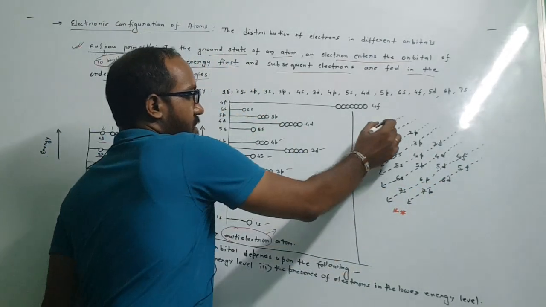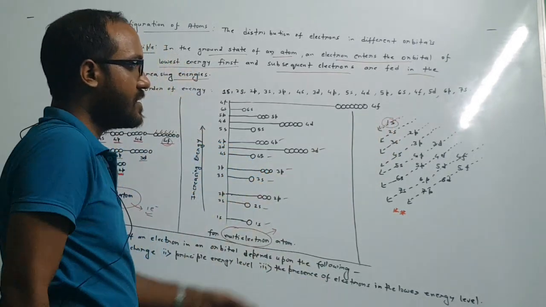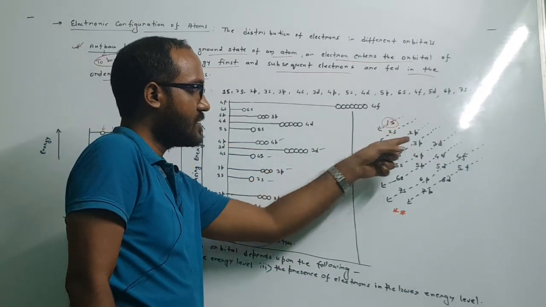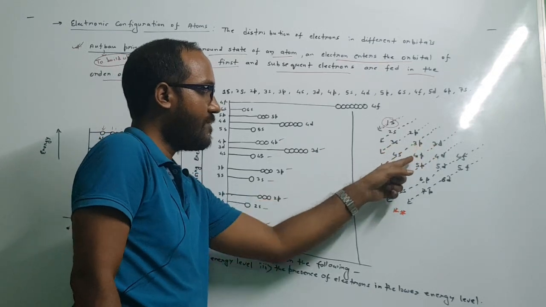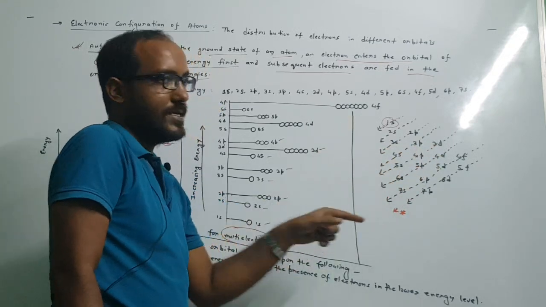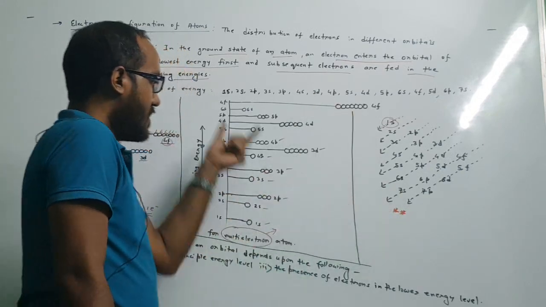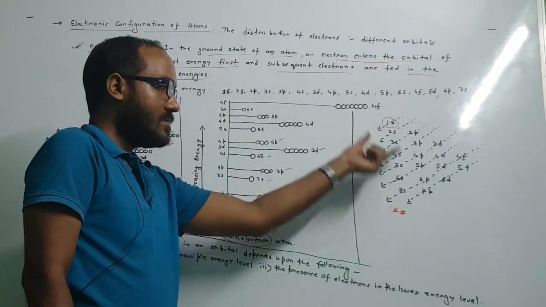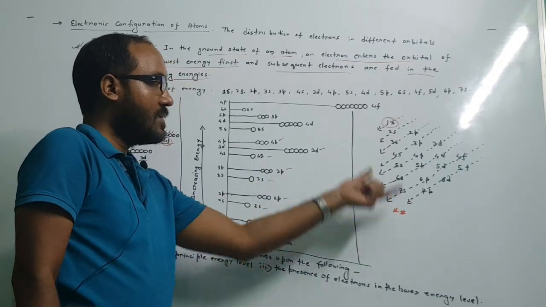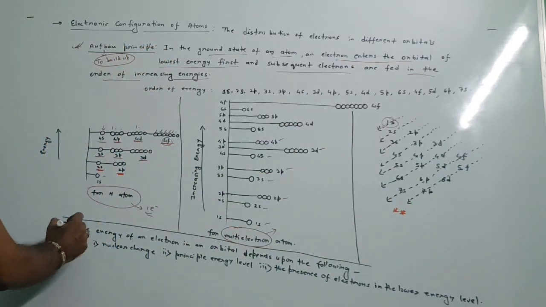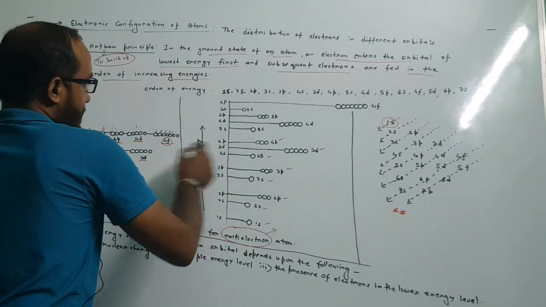So how to write the electronic configuration? First 1s, then 2s, then 2p, 3s, 3p, 4s, 3d, 4p, 5s, 4d, 5p, 6s. Go like this. You have to remember this, otherwise you can't write the electronic configuration. This is extremely important. Now the question is, why is this happening?